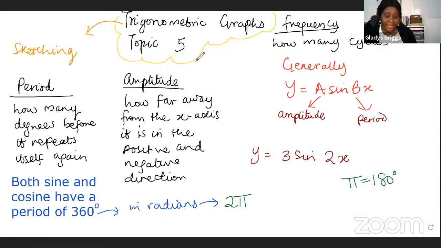So let's have a look at the sine function then. You know what the period is, you know what the amplitude is. I told you what the general formula is. If you have y is equal to a sine bx, then the amplitude is a and the period is b. Both sine and cosine have a period of 360 degrees, 2 pi for sine and cos.